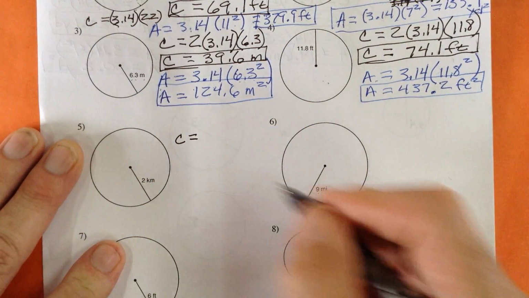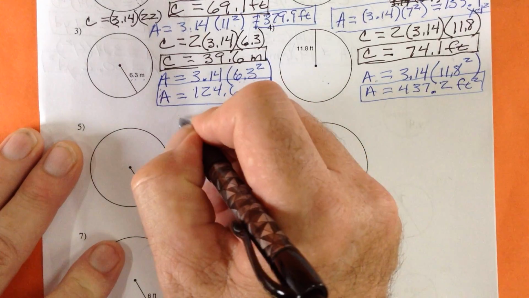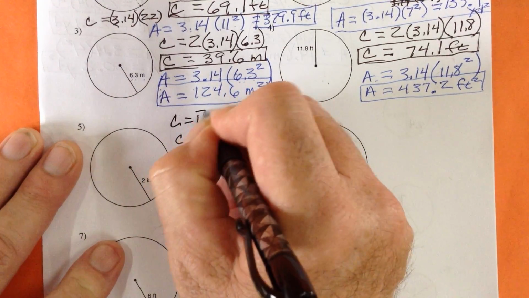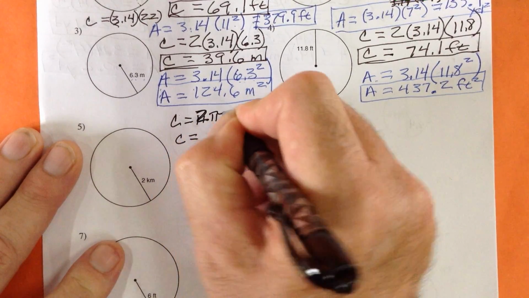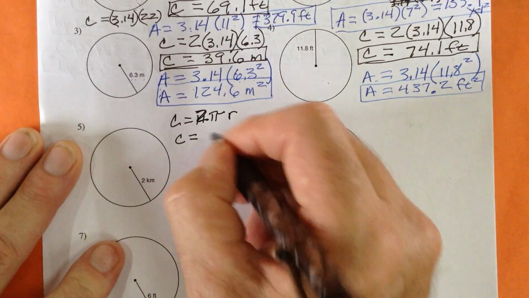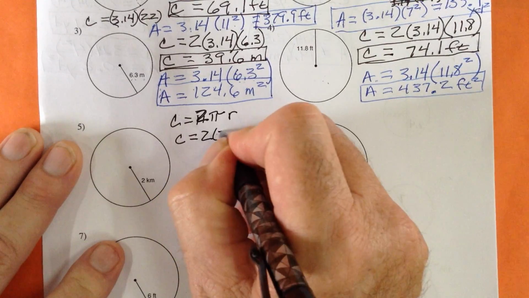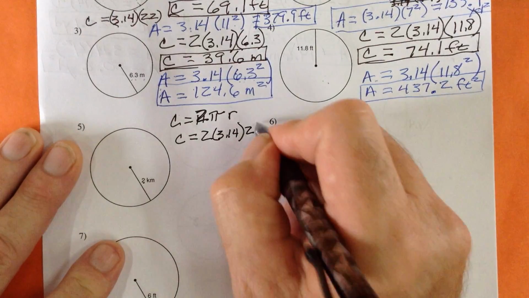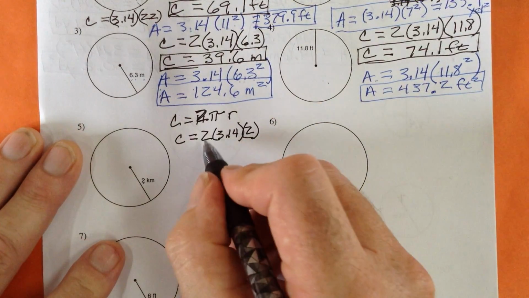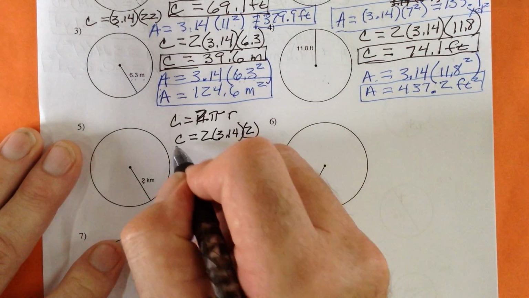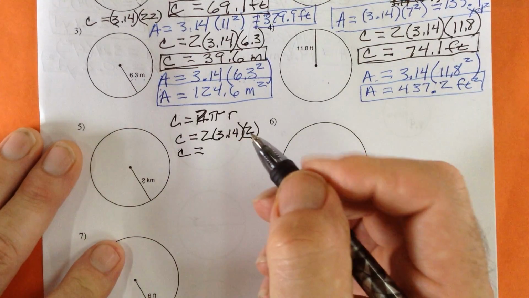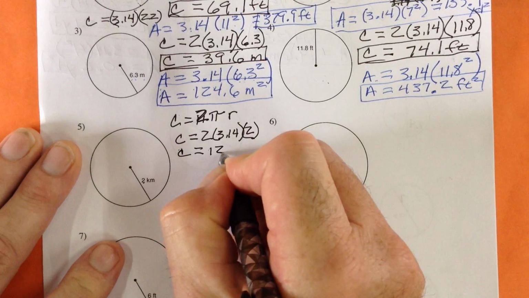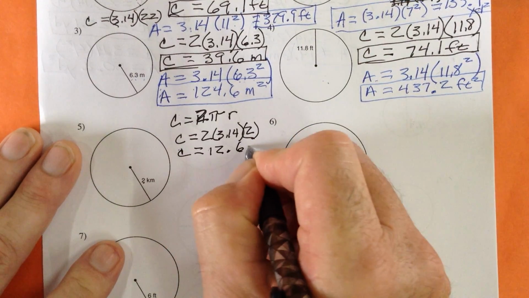The circumference is 2 times pi times the radius. So I go 2 times 3.14 and the radius is 2. So on the calculator you go 2 times 3.14 times 2, and the circumference ended up for me, for number 5, being 12.6 kilometers.